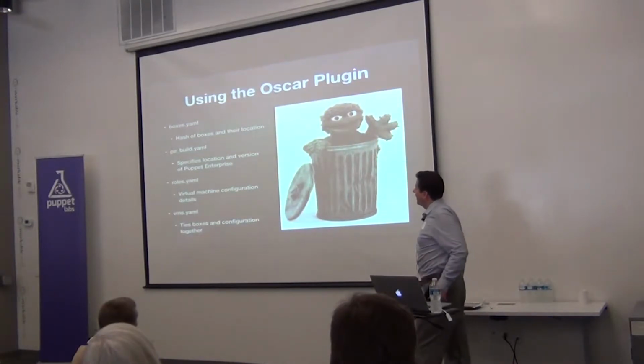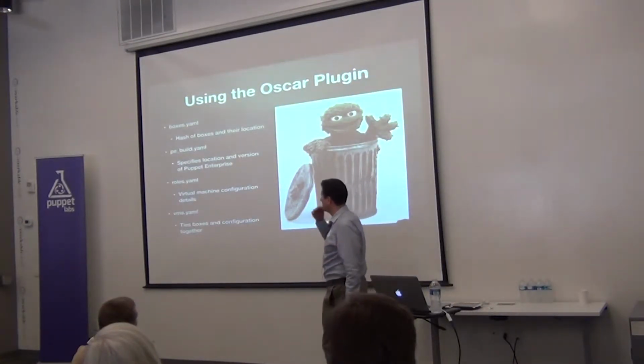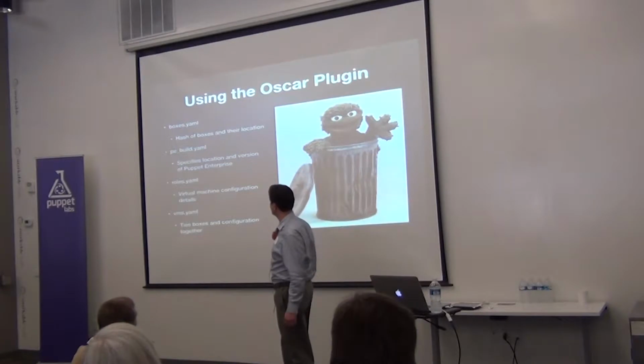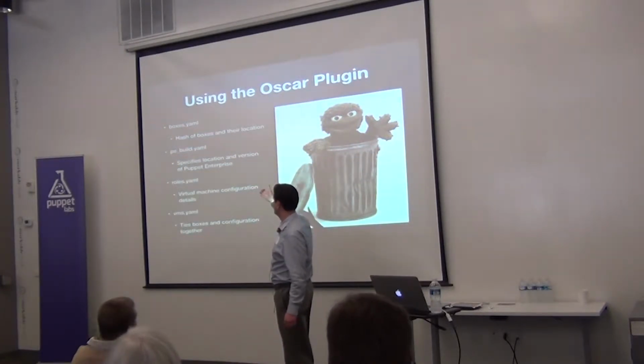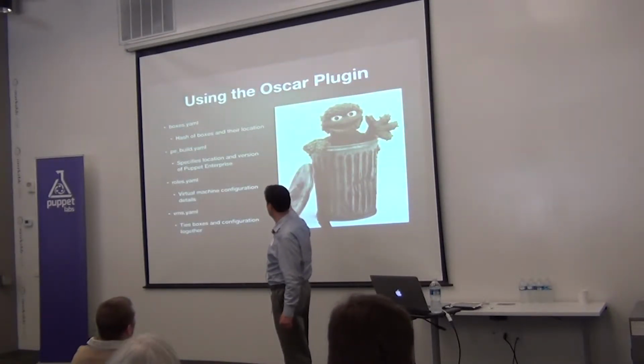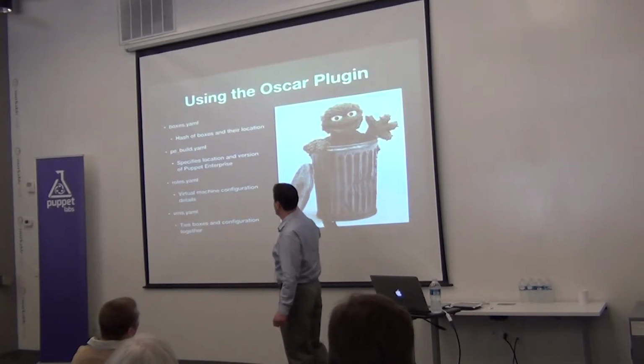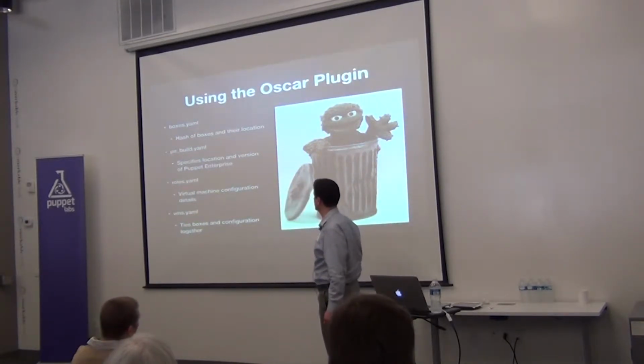And here we go. Using the Oscar plugin. There are 4 building blocks for Oscar. Boxes, we're going to go into detail on all of these, explains a little bit more. The boxes YAML, hash of boxes and the location.